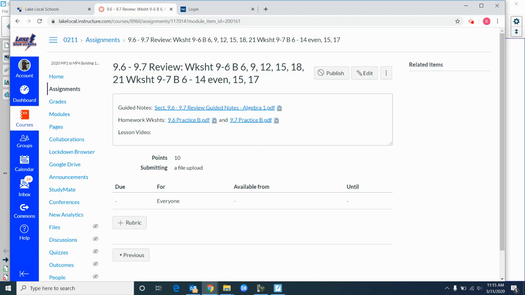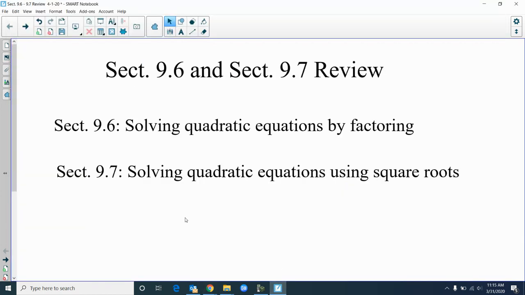As you look up here, worksheet 9.6b: 6, 9, 12, 15, 18, and 21. And then worksheet 9.7b is 6 through 14 even, 15 and 17. Make sure you're writing all the problems down. All right, let me go back here and go through the lesson. Hopefully you printed off the guided notes. That's the best thing to do if you have access to that. If not, you can just use regular notebook paper.